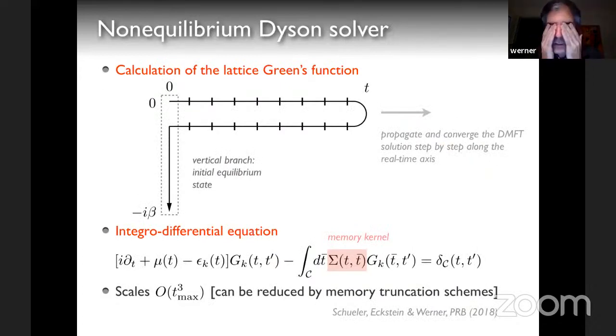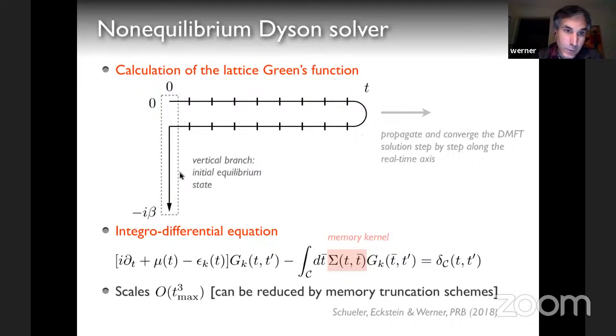What I also want to say is that out of equilibrium, even the solution of the Dyson equation is not computationally cheap. We have to solve this, as I mentioned, as an integro-differential equation on this Kadanoff-Baym time contour. And in this equation, basically the self-energy plays the role of a memory kernel. And by looking at this equation, one can find that the computational effort scales like the third power of the number of time steps that we have on the real-time axis.